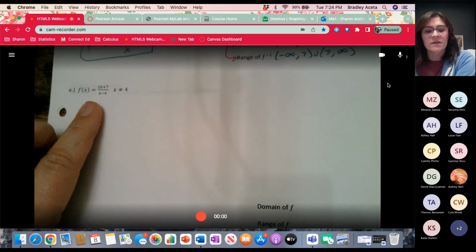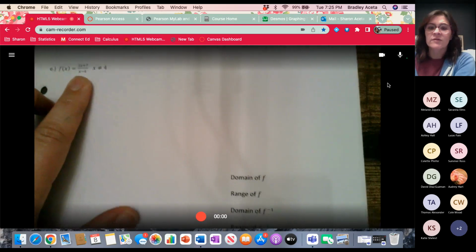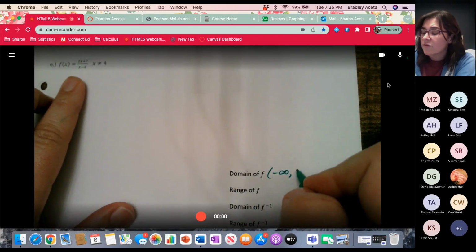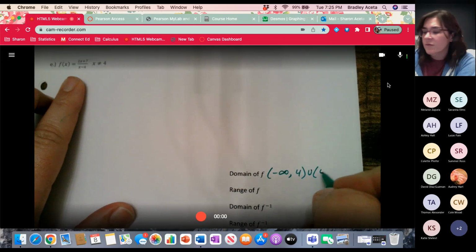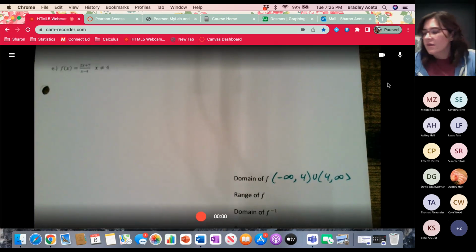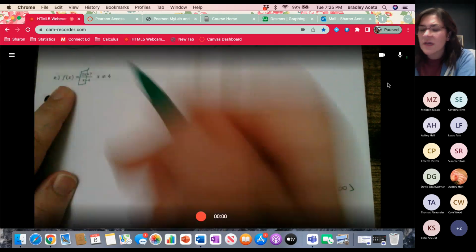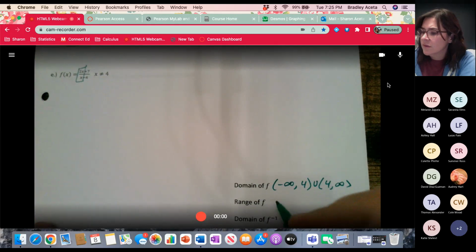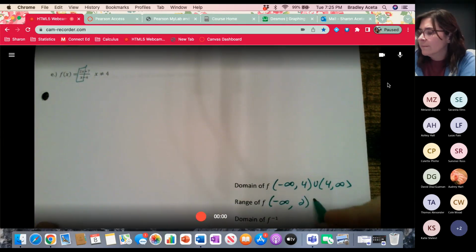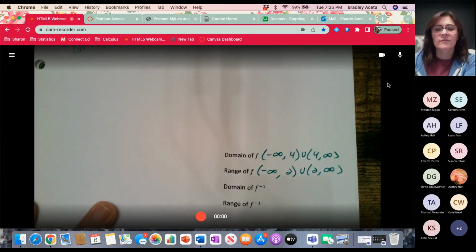Again, domain is restricted from your denominator. So my domain would be from negative infinity up to 4, united with 4 to infinity. You can plug it into Desmos if you don't trust me. The range is based off of the horizontal asymptote, which is at 2. So it would be from negative infinity to 2, and then 2 to infinity.